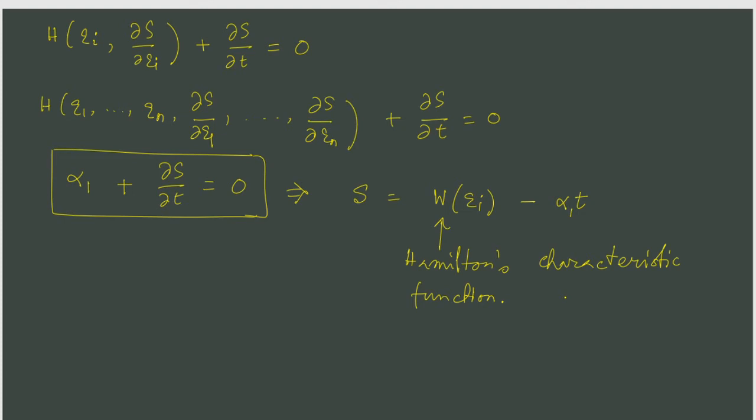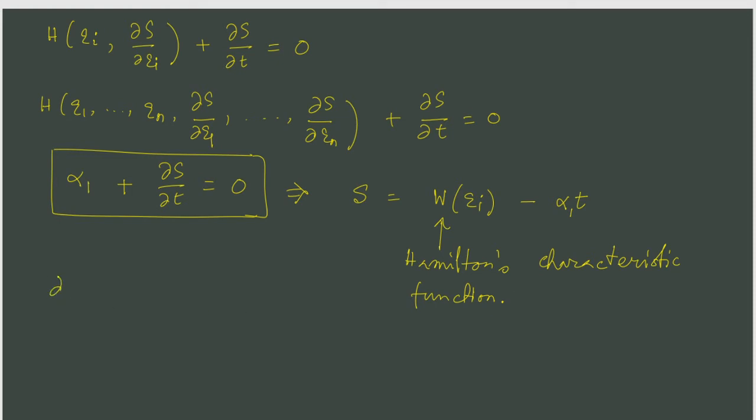So as we see, if the Hamiltonian is not a function of time, then the Hamiltonian, which is usually the energy, must be a constant. If it is a constant, then the time integral of S is trivial. We simply integrate this equation, and that gives us minus alpha 1 t and some function of Q's. This function of Q's, we call it Hamilton's characteristic function.